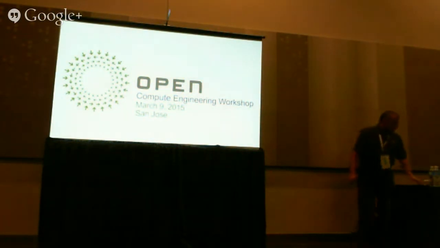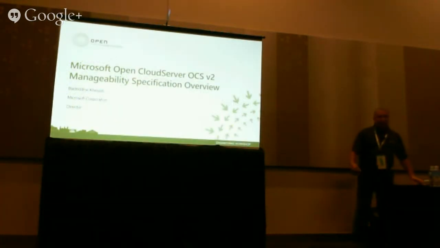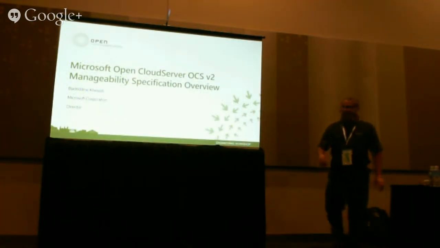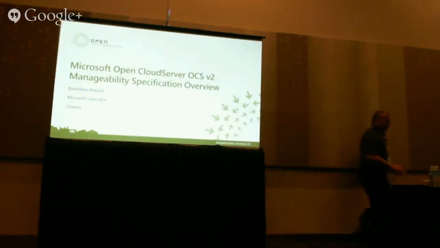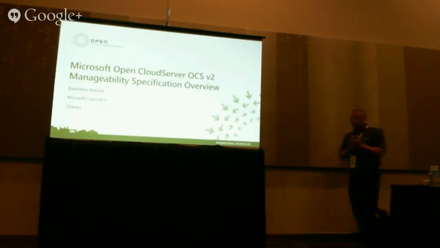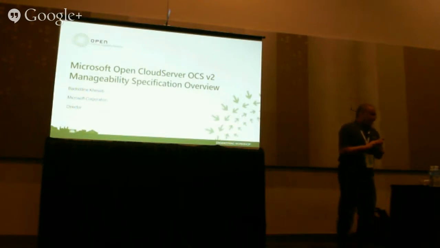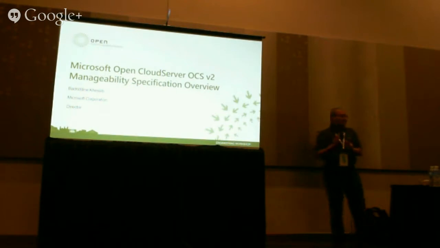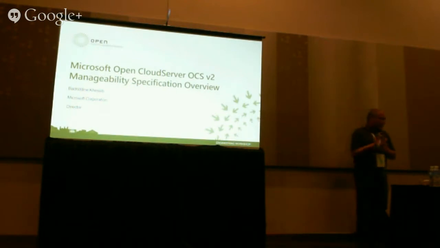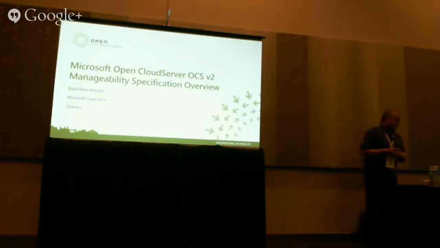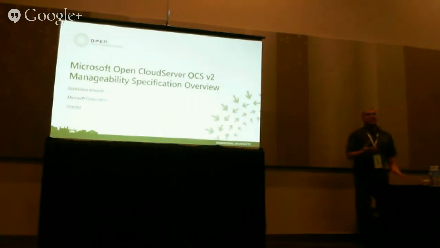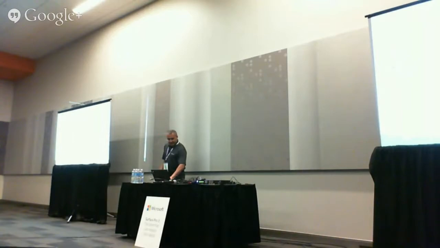OCS. Last year at this time, actually in March, no, it's February, right? Last year we presented OCS V1, and that was essentially the first time OCS went public. We went into great detail on the chassis management in V1. In Paris, around October, a little more than that, we published OCS V2. So what is the difference between V1 and V2?